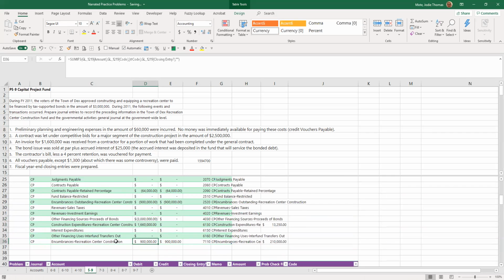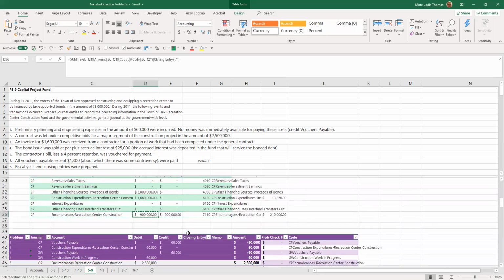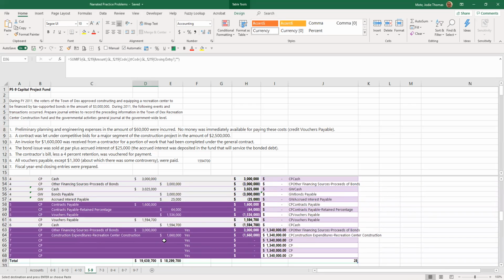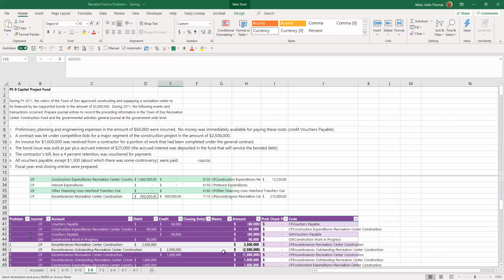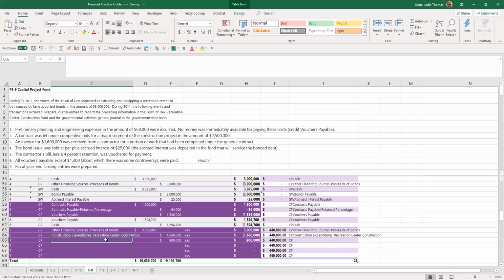Encumbrances is another account. You don't have to close encumbrances, as we mentioned in the other module, because you're really just going to reopen them on day one of the next fiscal year. So it really isn't required, but since it matches the book, we'll do that here. This is going to be another credit because encumbrances has a debit balance. It's kind of a budgetary account here. So let's close that.